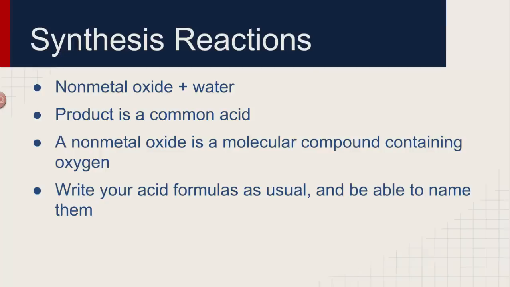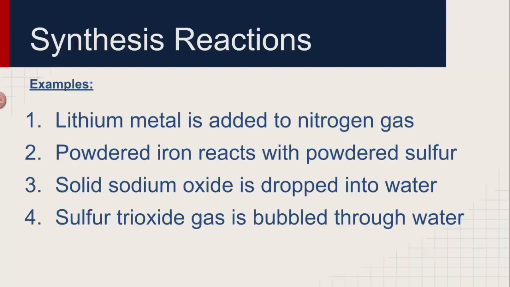If you're using a nonmetal oxide and water, you're going to make a common acid. A nonmetal oxide is a molecular compound where you have oxygen in it. Carbon dioxide, sulfur trioxide. Those are examples of nonmetal oxides. Okay? Write your acid formulas the way you normally do and just be able to name them.